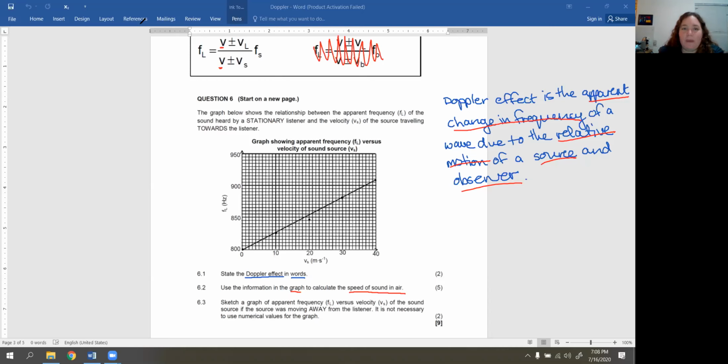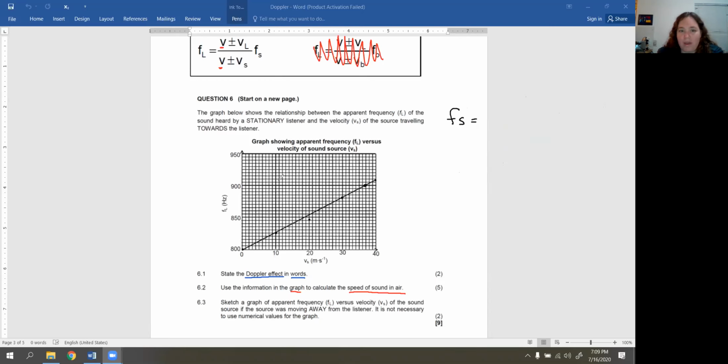I'm going to give you one big hint because this is probably the bit where most of you are going to go wrong. On here, we can see the frequency of the listener, which is that value, and we can see V of the source, which is that value. We know that it's a stationary listener, so this bit disappears. My question to you is, how do we get the frequency of the source?